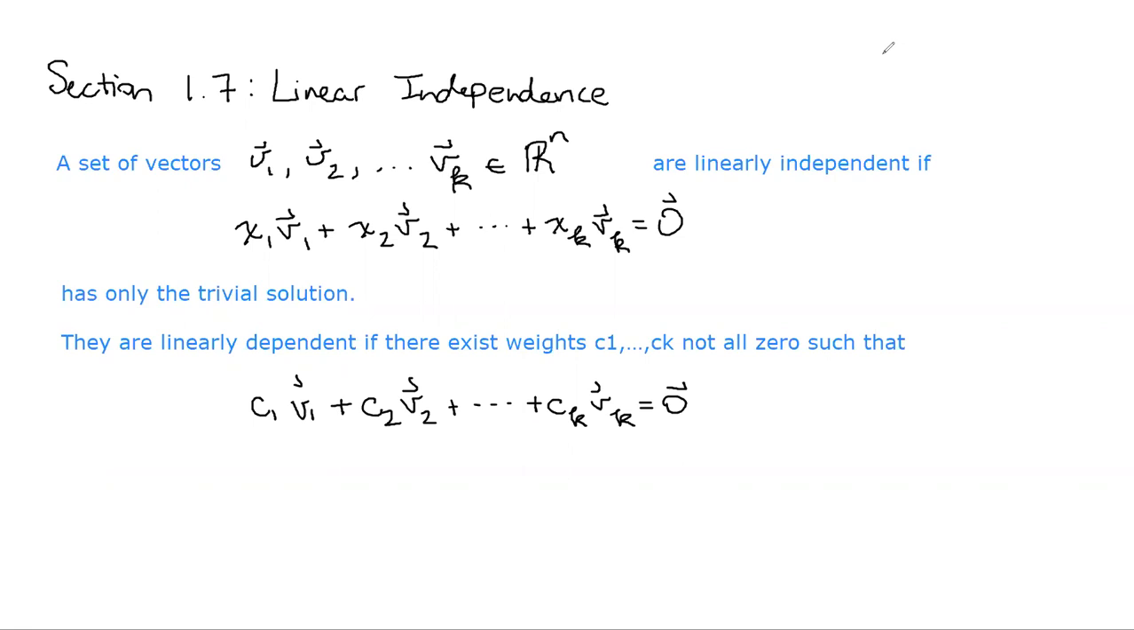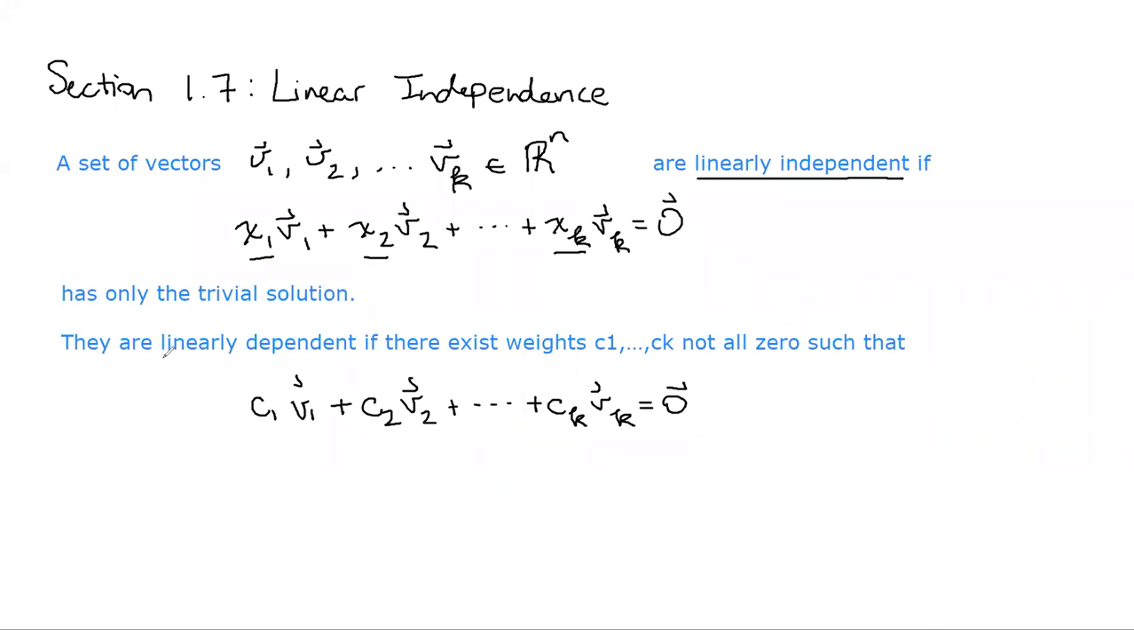And if you have more than the trivial solution, if you have a non-trivial solution, then you have infinitely many solutions. If you only have the trivial solution, there's a special name for that. Those sets of vectors are called linearly independent. A set of vectors is linearly independent if when we take their vector equation, set it equal to zero, and take that homogeneous system, we only have the trivial solution. So these weights, these x's right here, all have to equal zero.